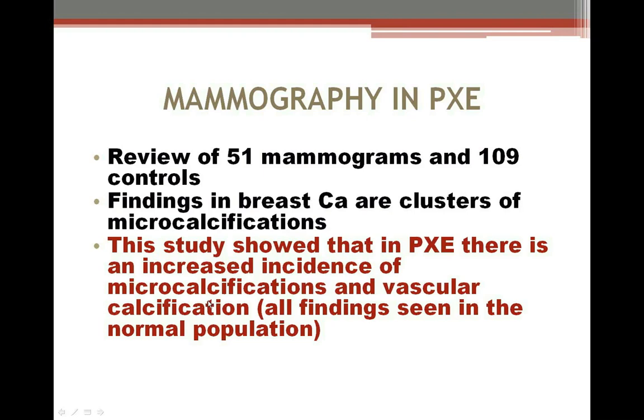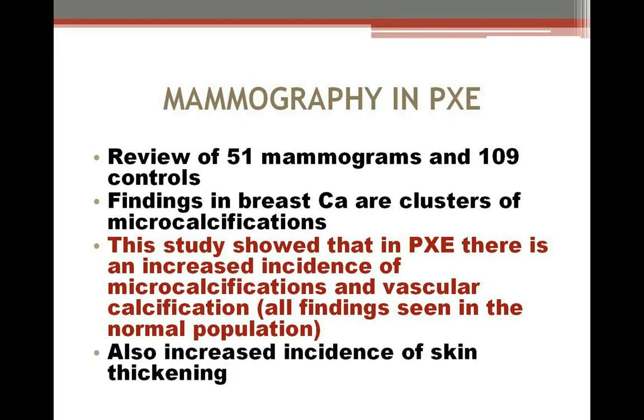The study showed that in PXE there is an increased incidence of microcalcifications. These are very small calcifications in the breast tissue, and vascular calcification, both of which are findings seen in the normal population. It's not uncommon to see some degree of vascular calcification in normal adults. It can be due to diabetes. It can be due to just normal aging. It doesn't have to be due to PXE. And it's such a common finding in the normal population that it's not a very specific finding of PXE, because if you see it, it's much more likely not to be due to PXE.